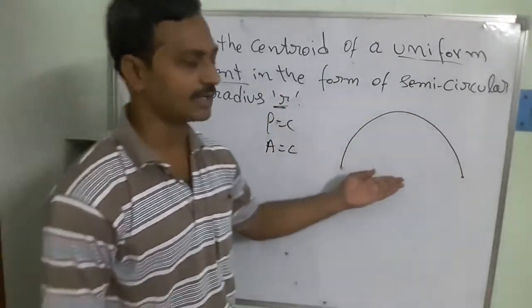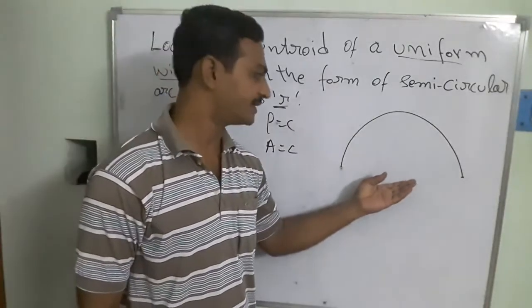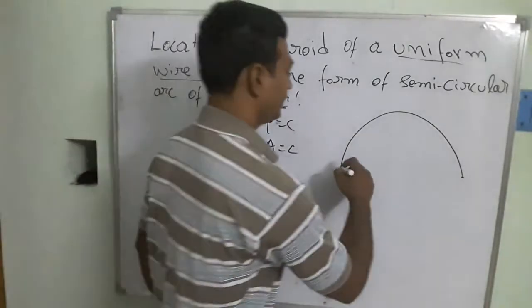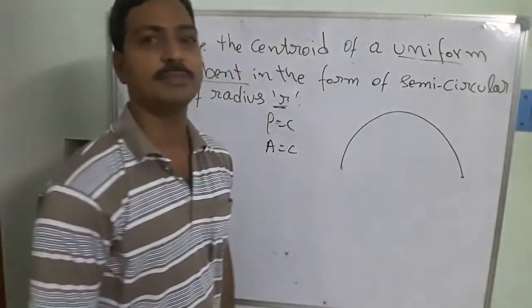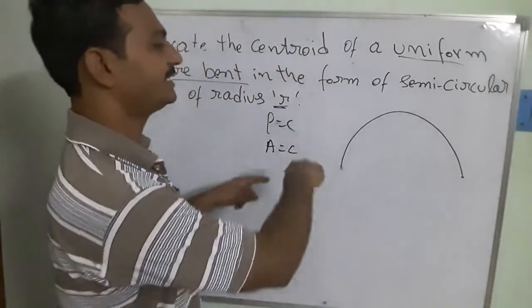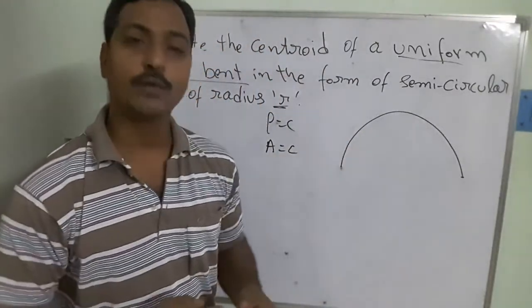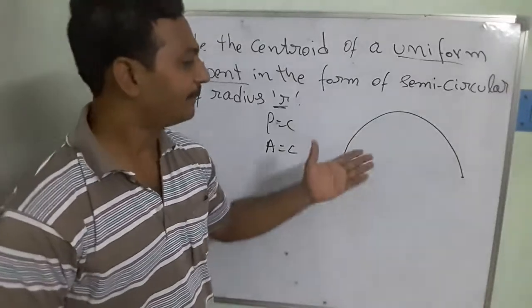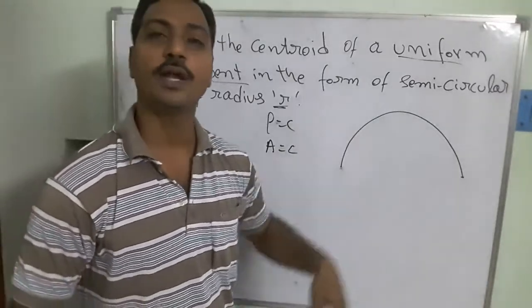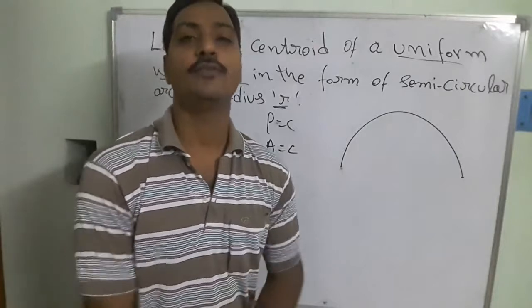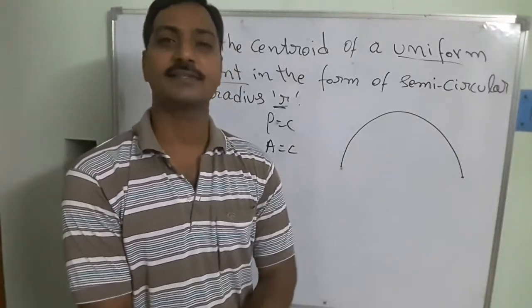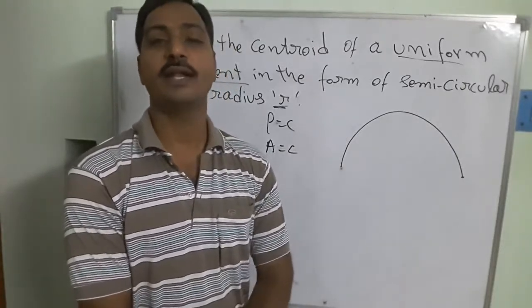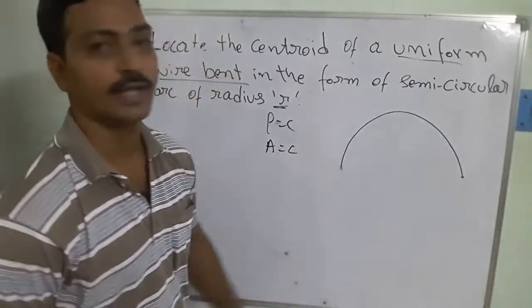So that configuration I have drawn over here, so there we can see. In this case, he has given this one as your semicircular arc. That means the wire is bent in this shape. So now we are going to try to find out the different parameters and how we are going to locate the center of this with respect to the x-axis and the y-axis. We are going to find the centroid for this bent wire.